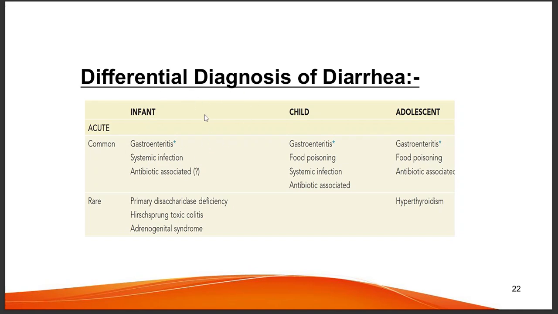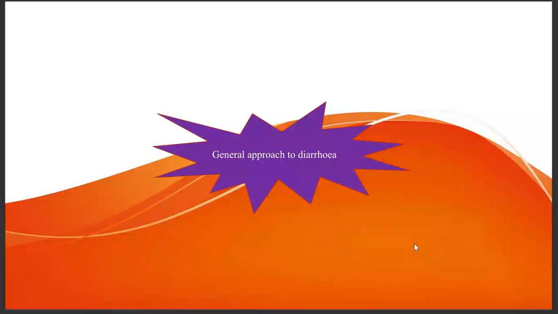So, what are the differential diagnoses of diarrhea? In an infant, by far gastroenteritis is the most common. Systemic infection like UTIs, otitis media, antibiotic associated, okay, Hirschsprung's disease. In a child, again, food poisoning also comes into play. Systemic infections, antibiotics. In the adolescents, food poisoning again, even antibiotic associated, and hyperthyroidism.